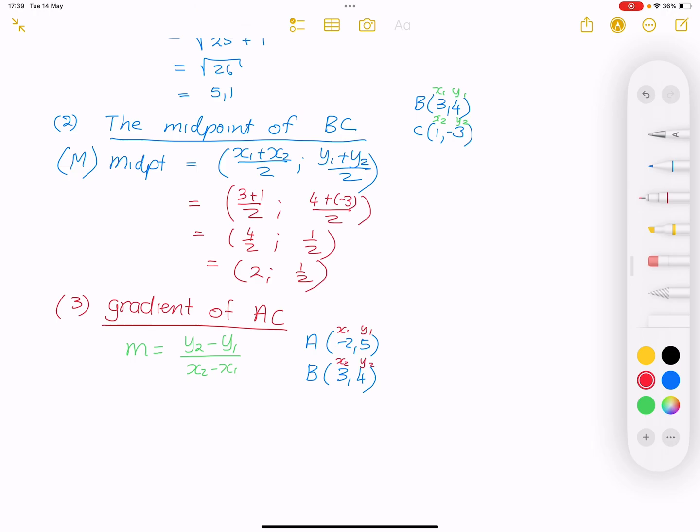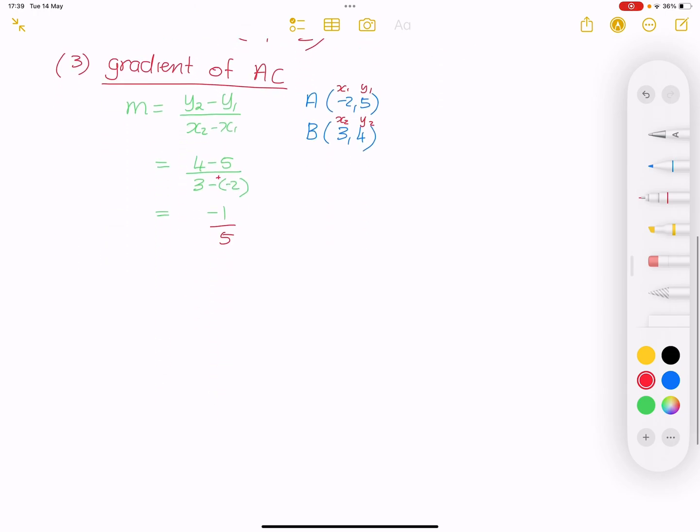Now I substitute it. So then I have 4 minus 5 divided by 3 minus negative 2. 4 minus 5 is minus 1, and minus minus gives you a plus, so 3 plus 2 is 5.